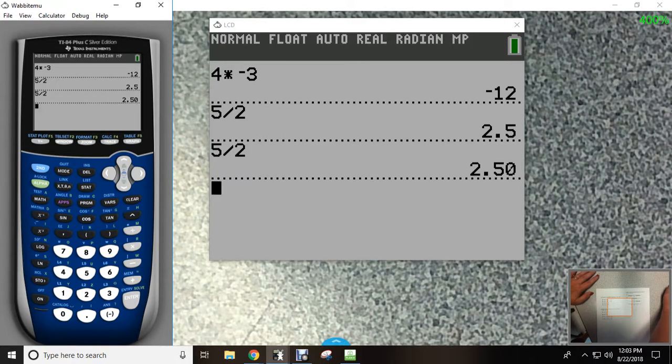Okay. There's another way to enter fractions, and I'm going to wait and show that to you when we come back from lunch. Okay. So if you'll just turn your calculators off, we'll pick up when we come back.